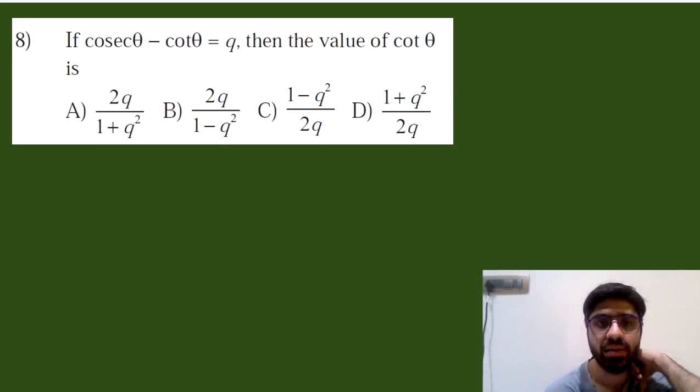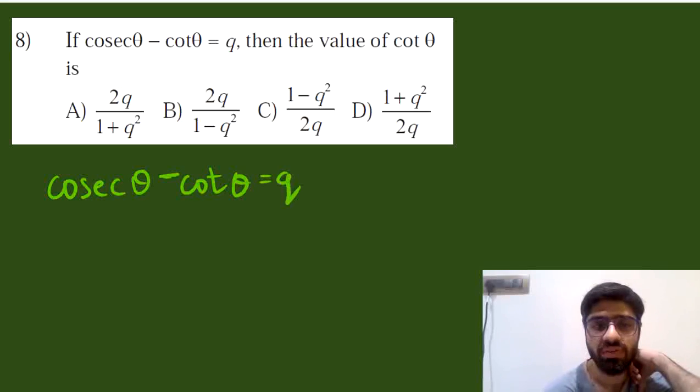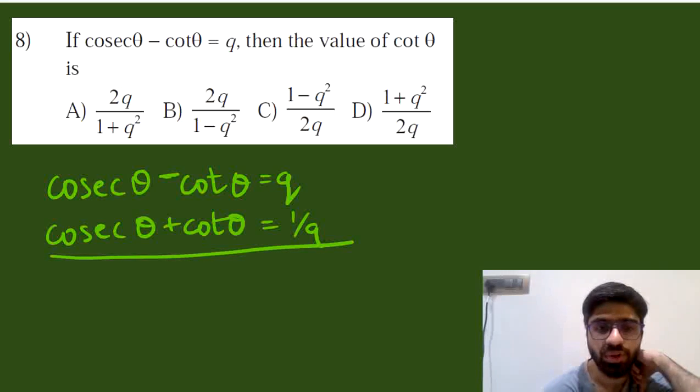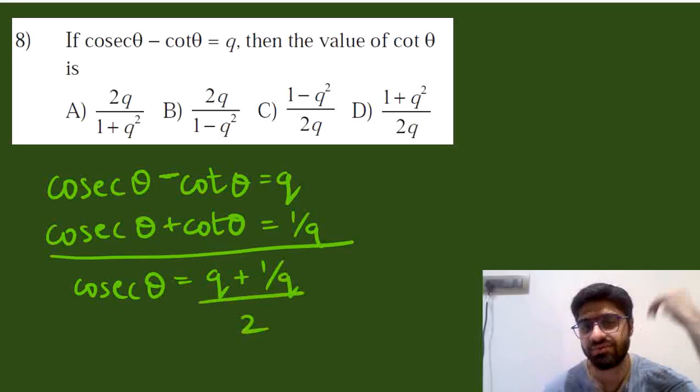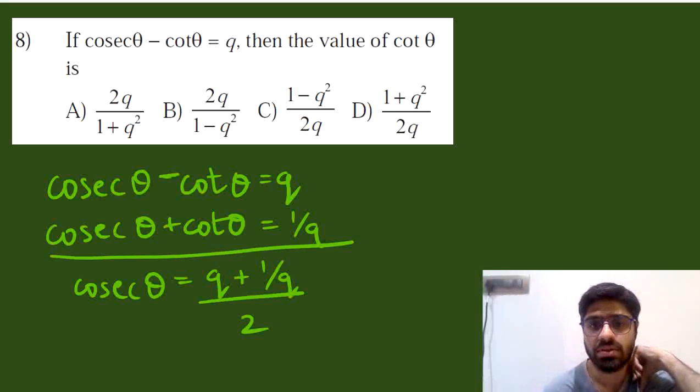Moving on, cosec theta minus cot theta is Q. It's exactly the same type of question. So all we have to do is cosec theta plus cot theta will be the reciprocal of Q, which is 1 upon Q. If you just add them up, you have 2 times cosec theta. 2 times cosec theta will be Q plus 1 upon Q, and that too will come here. So we have cosec theta as Q plus 1 upon Q divided by 2.